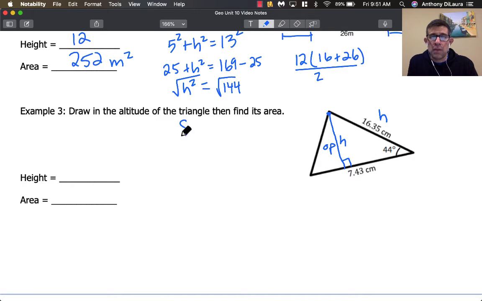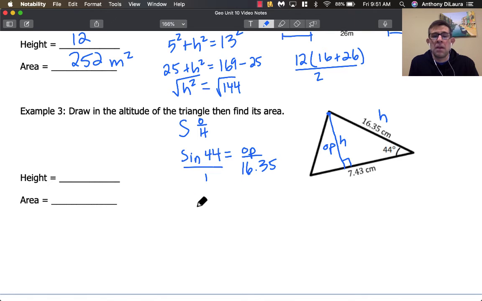So that reminds me of my sine ratio, which tells me the sine of an angle, in this case 44 degrees, is going to be equal to the opposite leg, which is my height, so I'm just going to call it opposite for right now, over my hypotenuse, which is 16.35. Okay, I'm going to create my proportion and cross multiply, and I'm going to have 16.35 times the sine of 44 degrees.